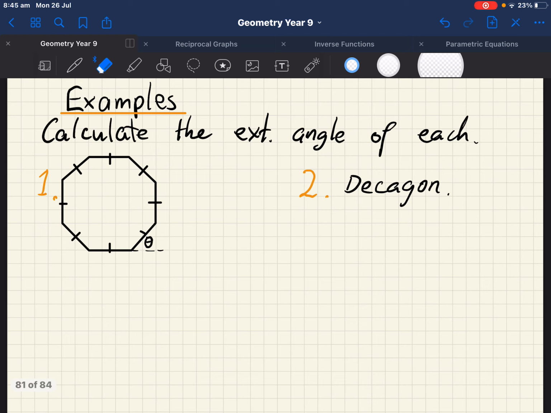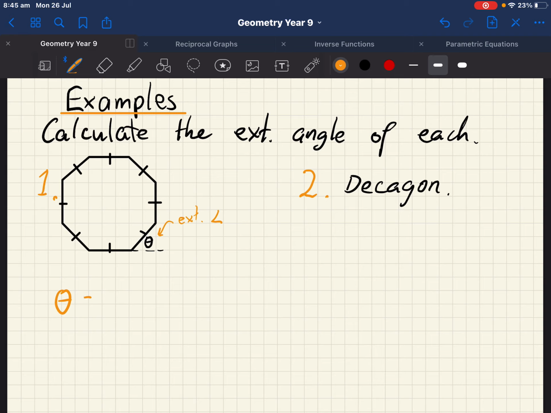All right, so we want to find the exterior angle of each. The first one has 8 sides. We've got ourselves an octagon here. It's a regular octagon as well, as you know, we are dealing with just regular polygons for this video. And we can see one of the sides has been extended. We've got ourselves an exterior angle right there. That's our exterior angle.